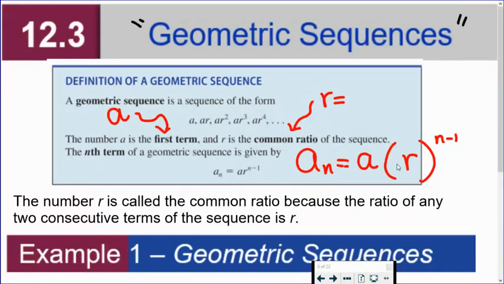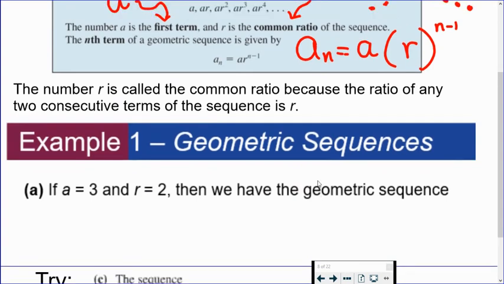Guys, if you look at this formula, it looks very similar to an exponential behavior on the graph. So if we're graphing a geometric sequence, it can either go up or it can go down. But remember, we don't connect the dots on a sequence. I'm just showing you the behavior of a graph of a geometric sequence.